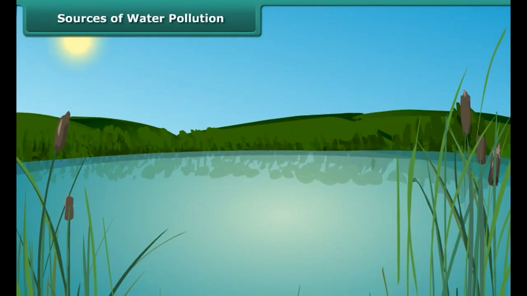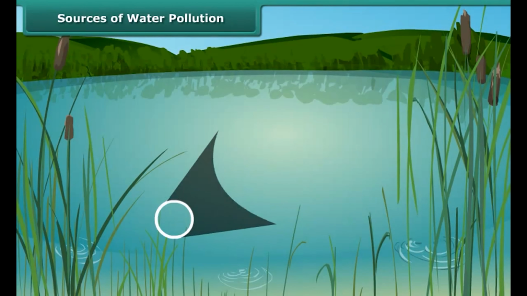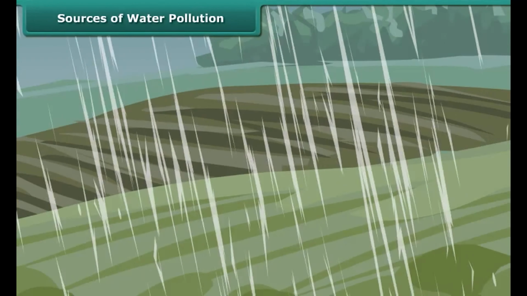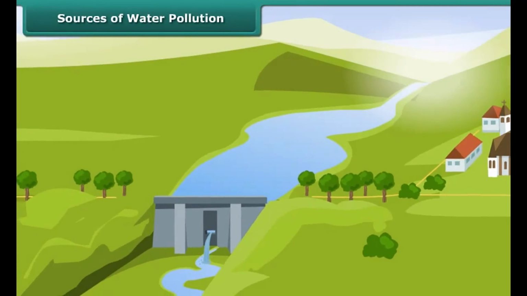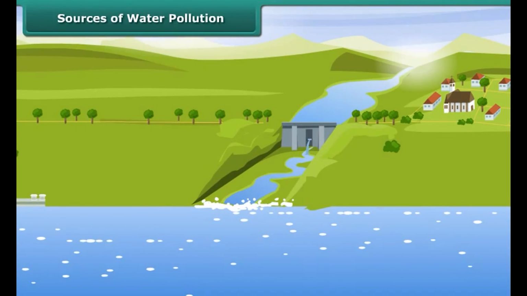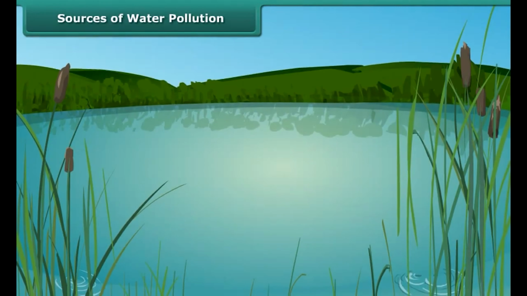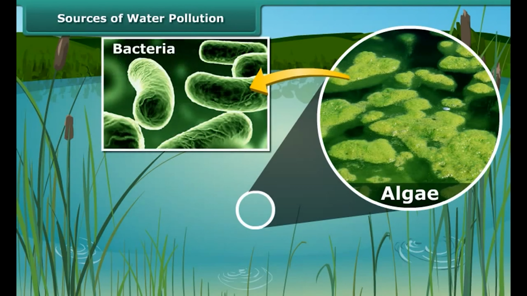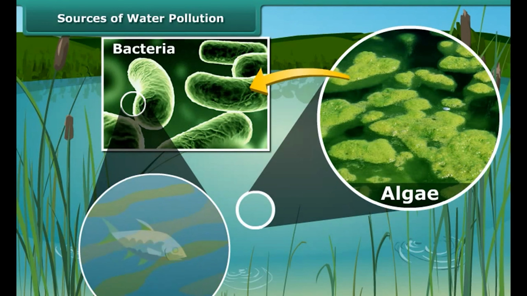Have you seen ponds which look green from a distance? This is due to algae grown in it. Do you know how these algae grow in the pond? During rainfall, large amount of fertilizers get washed from the fields and fall on the ponds and rivers. These washed off fertilizers act as nutrients for algae to flourish. When these algae die, they serve as food for the decomposers like bacteria. Bacteria use up most of the oxygen in the water, and as a result, the fish and other aquatic animals die due to lack of oxygen.